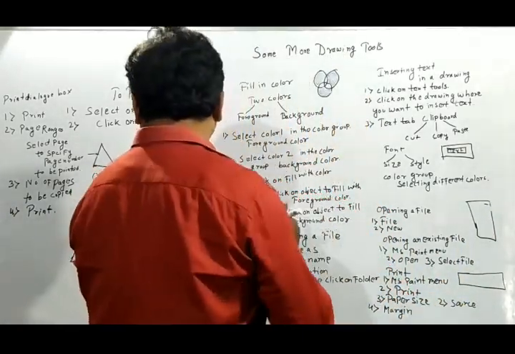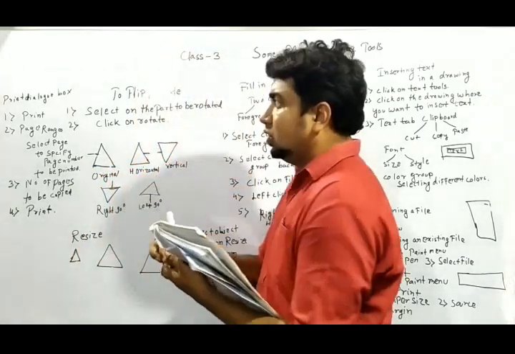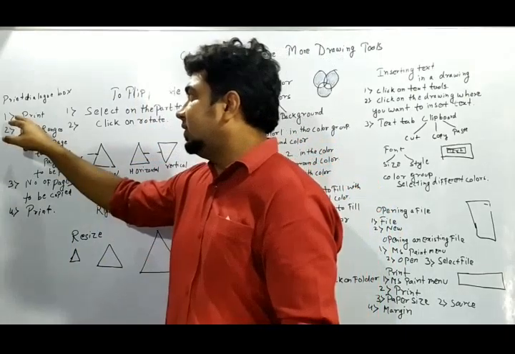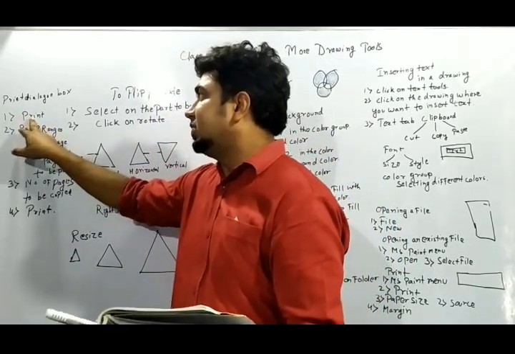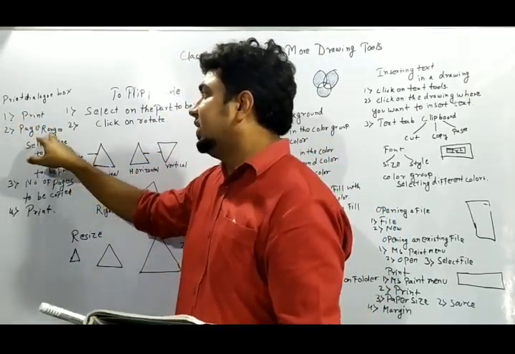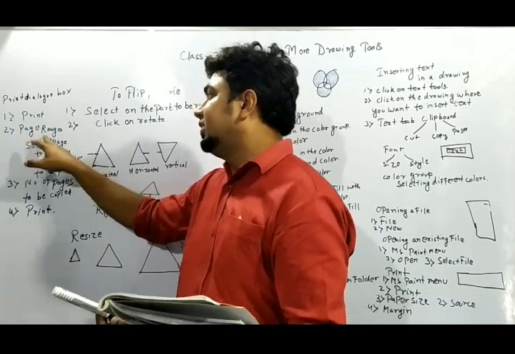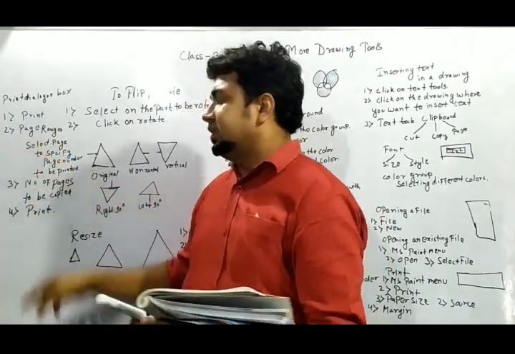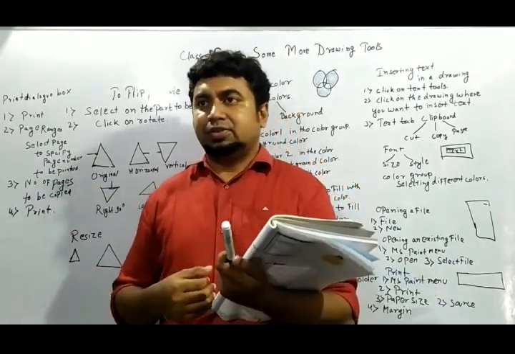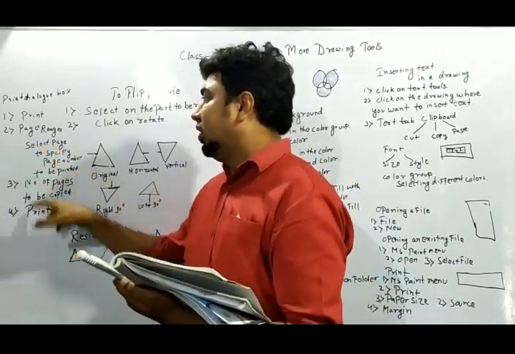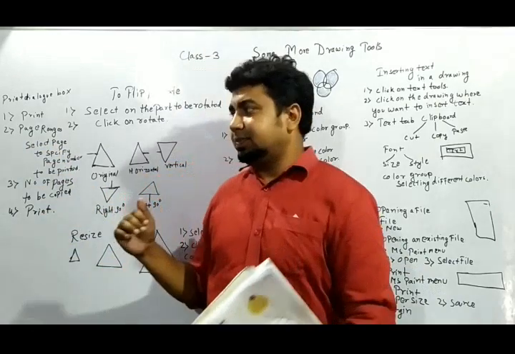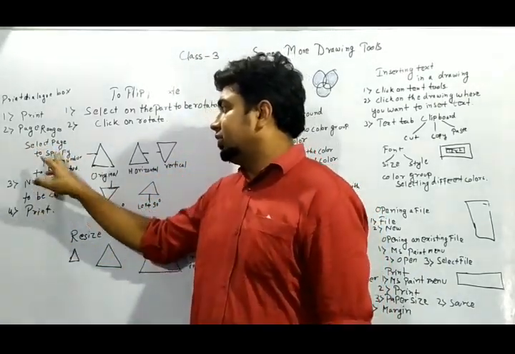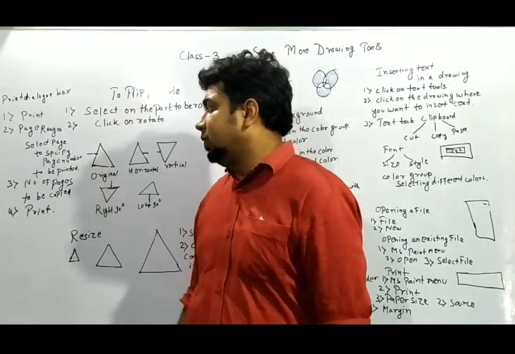And now we'll be discussing the print dialog box. In the print dialog box you are finding these things. First thing is the print option, print page ranges. Page ranges means you can select the pages. If you want to print all the pages, you will be selecting all the pages, or if you want to print only specific pages, you can select the page option to specify the page numbers to be printed.